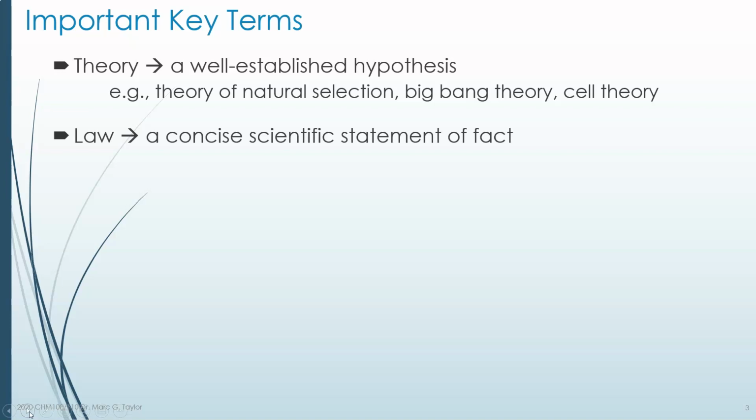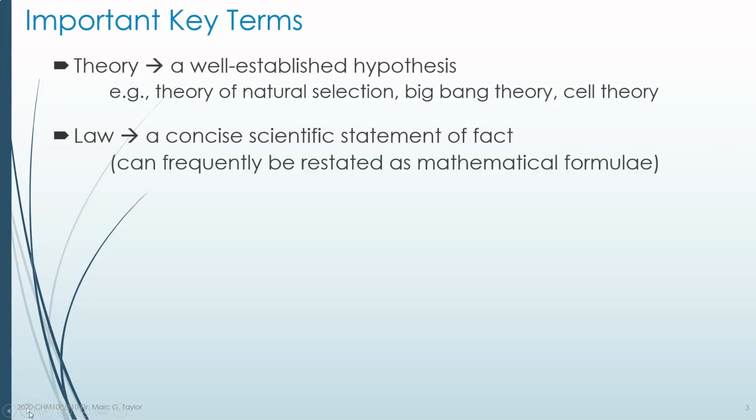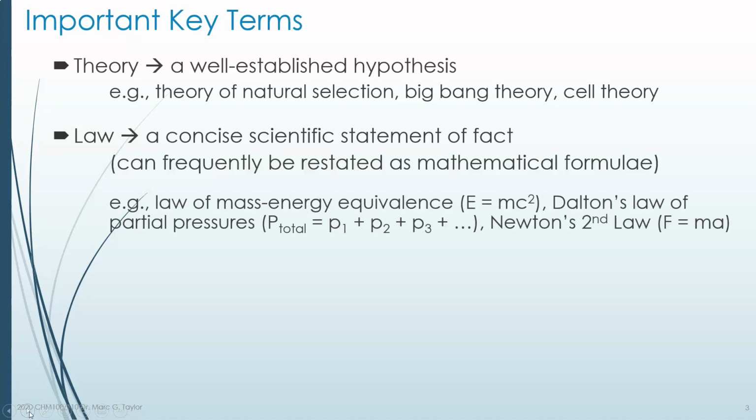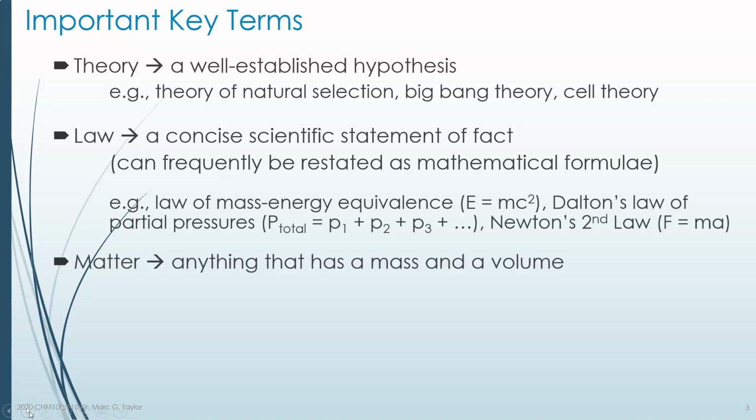We also have a concept called a law in science. A law is a concise scientific statement of fact. It's frequently mathematical in nature. So we have the law of mass energy equivalence, which you know of as Einstein's theory of relativity. E equals mc squared is part of that. We have Dalton's law of partial pressures, which is a law that you will learn in the gas section in Unit 6. And we have Newton's second law, which is one of the fundamental bases of modern physics. This is a law that states that force is equal to the mass of an object times its acceleration.